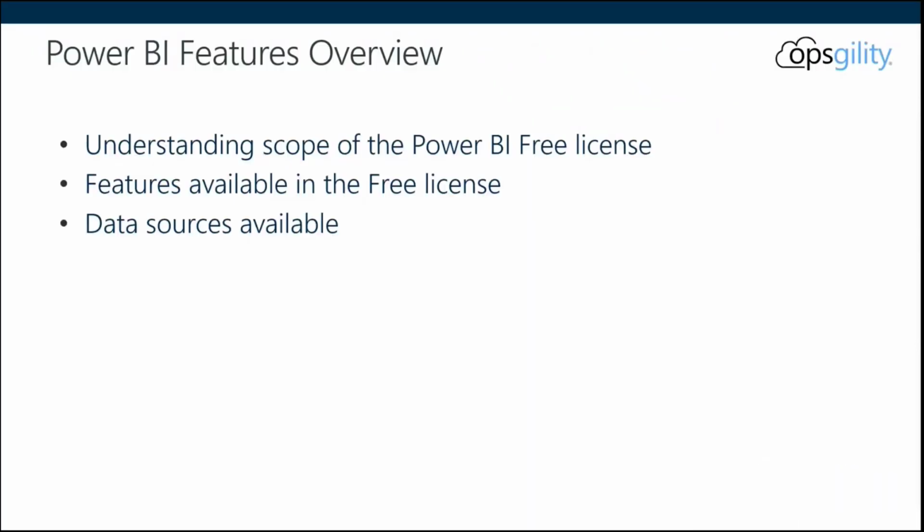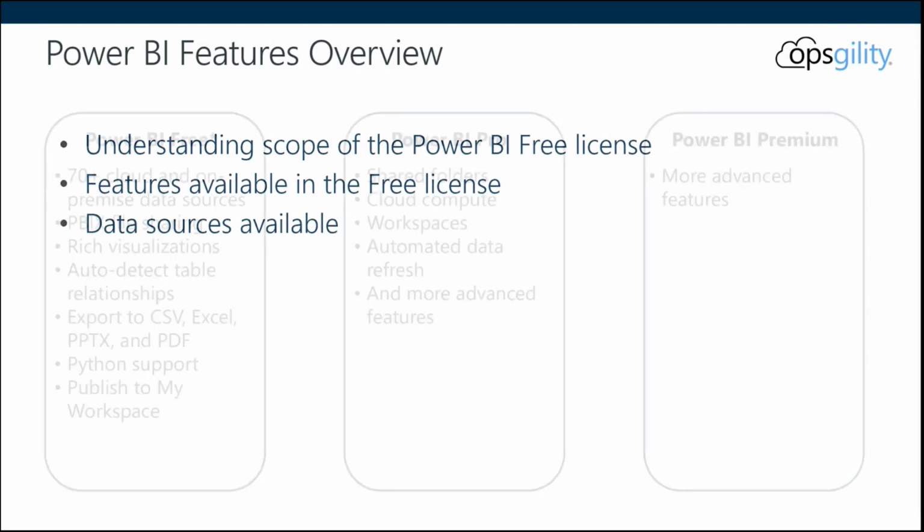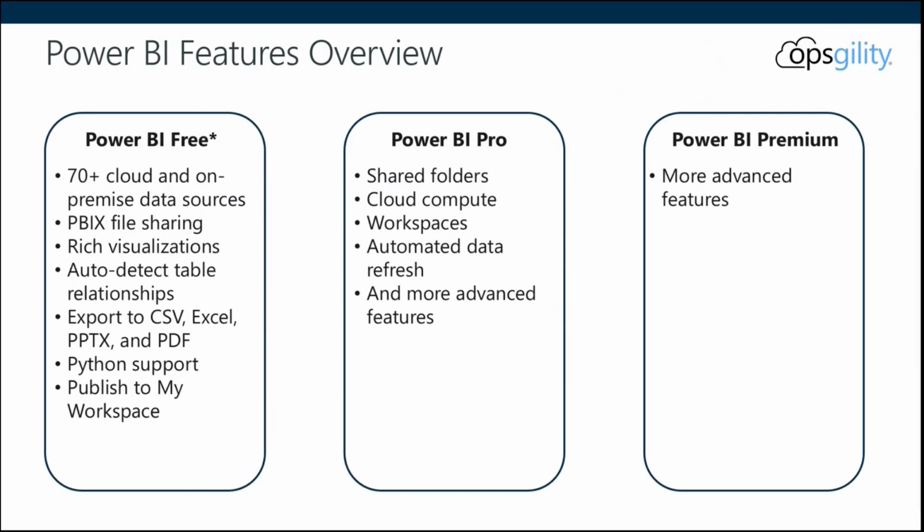So just to give you an underlying idea of what this Power BI free license means and all the different features that are available and underlying data sources. With the free one, you've got 70 different types of connections for you. It's going to be on-prem or on cloud. Can use that PBIX file sharing, as was mentioned before. You've got a lot of visualizations that are available to you out of the box.